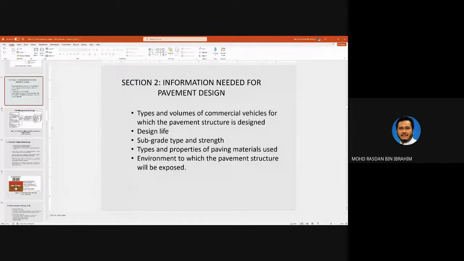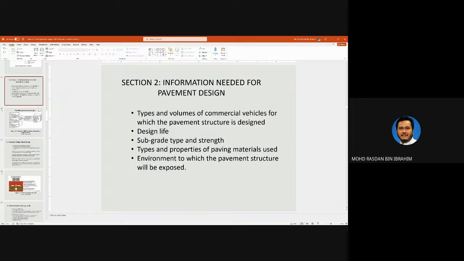Normally it's 20 years. 20 years for the design, for the lifespan, and then subgrade type and strength. Definitely you need the CBR value or falling weight deflectometer readings. These two types of tests they normally conduct to get the value of the strength of the subgrade. Types and properties of paving material used, this is very common. And also the environment to which the pavement structure will be exposed.